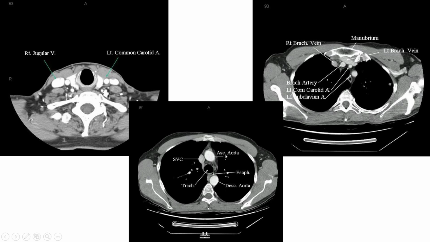So now here in this image is just a little bit lower than the one on the right, and you see the ascending aorta here, and we've already gone past the arch, and this is a descending aorta here. You've got the esophagus and the trachea, and now the right brachiocephalic vein and the left brachiocephalic vein have joined together to become the SVC. So still working with the patient's right, left, anterior, and the patient lying on the table here is posterior.